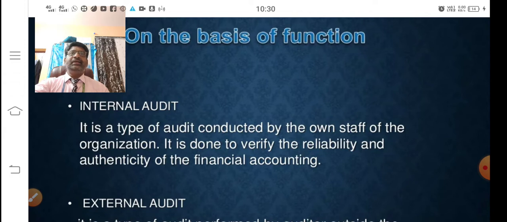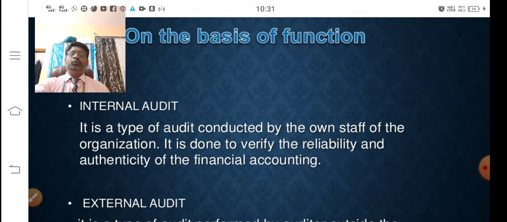It helps management to ascertain whether predetermined policies, plans and procedures have been complied with. It is helpful to ascertain the reality of accounting and other data compiled within the organization. So, there will be some disadvantages also in internal audit.